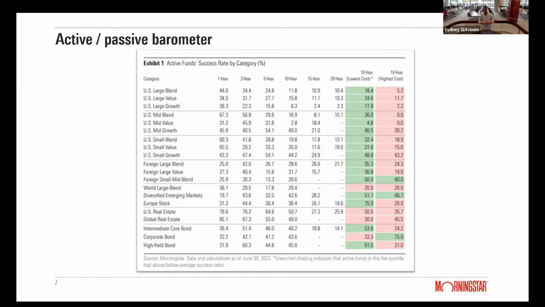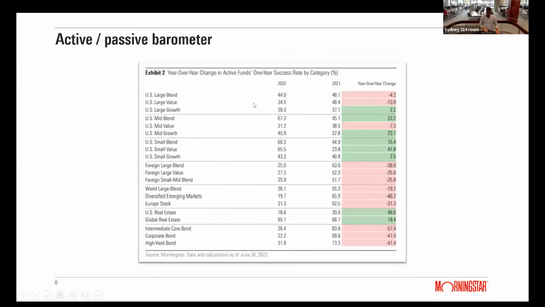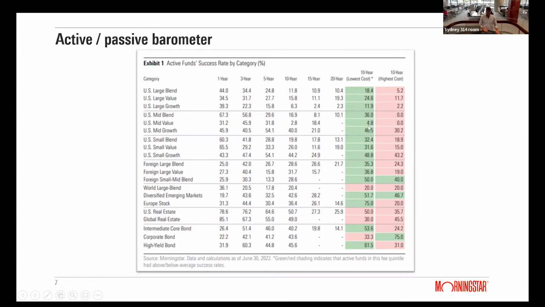So what this shows is a bunch of different categories that Morningstar has for dividing up funds and ETFs. And it looks at the percentage of time that an active manager beat a passive manager. What you can see is that when we look at a 10, 15, 20-year period, but really what we've highlighted is this 10-year period, we realize that not very many active managers are beating their benchmark.